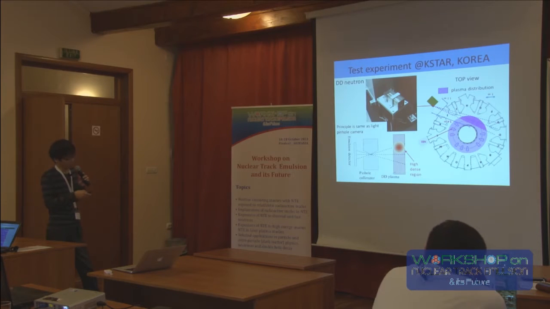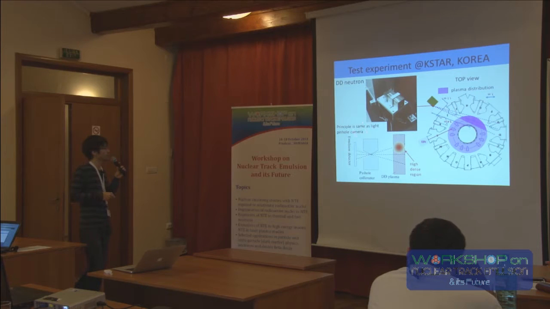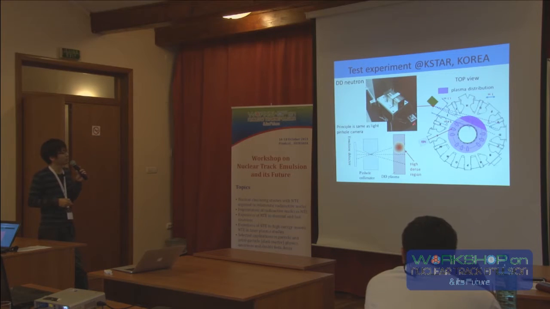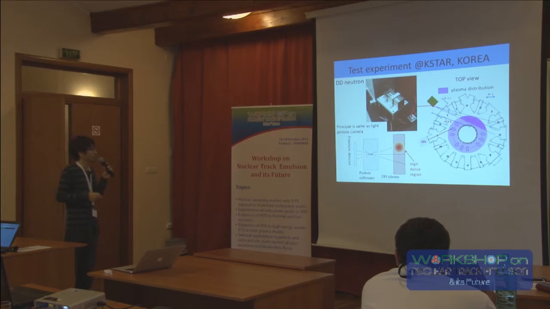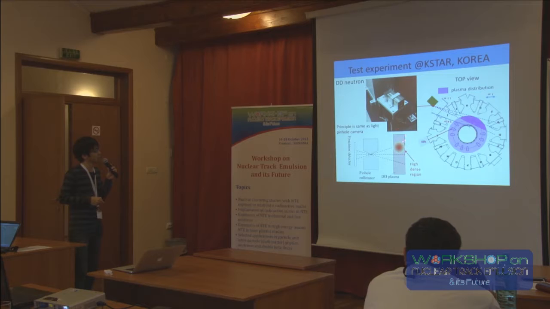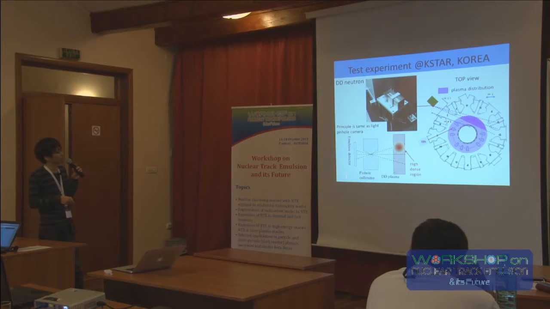And by using this method, we are trying a new neutron imaging method. This is a pinhole collimator, and this is the emulsion. This setup is shown in this figure, and this system is named the neutron pinhole camera, because the principle is the same as a light pinhole camera.